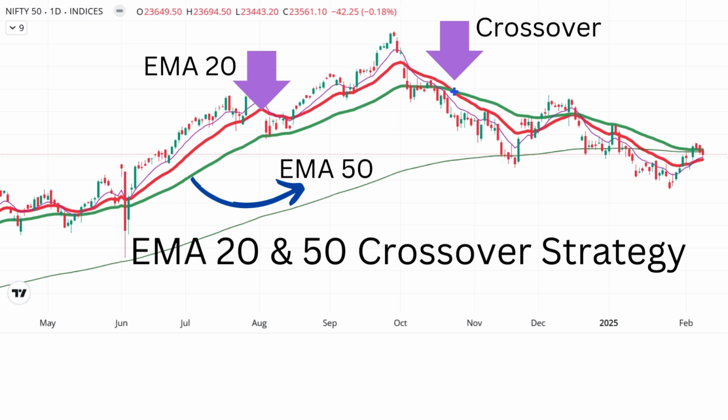Here's how it works. 1. When the 20 EMA crosses above the 50 EMA, it signals a bullish trend, indicating a potential buying opportunity. 2. When the 20 EMA crosses below the 50 EMA, it signals a bearish trend, suggesting a potential selling or shorting opportunity. The 20 and 50 EMA crossover helps in short-term trading.